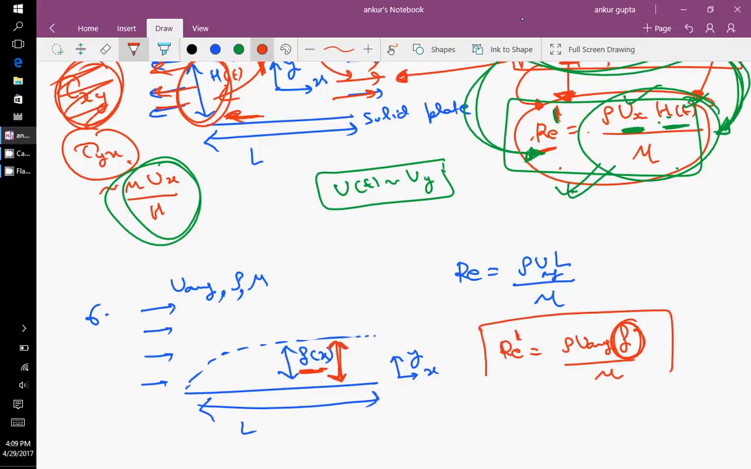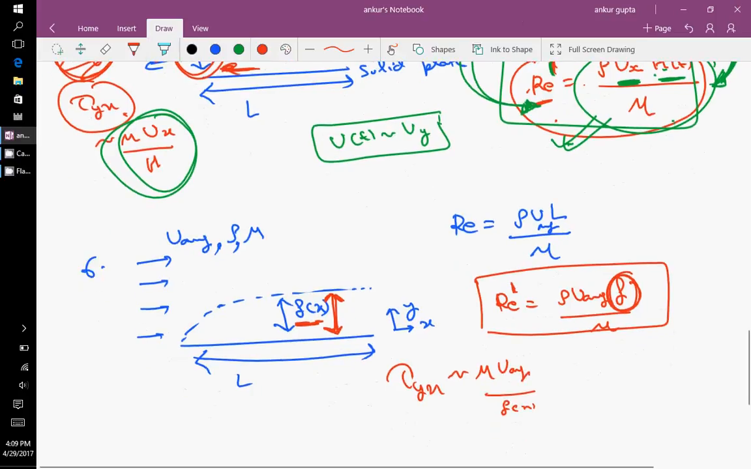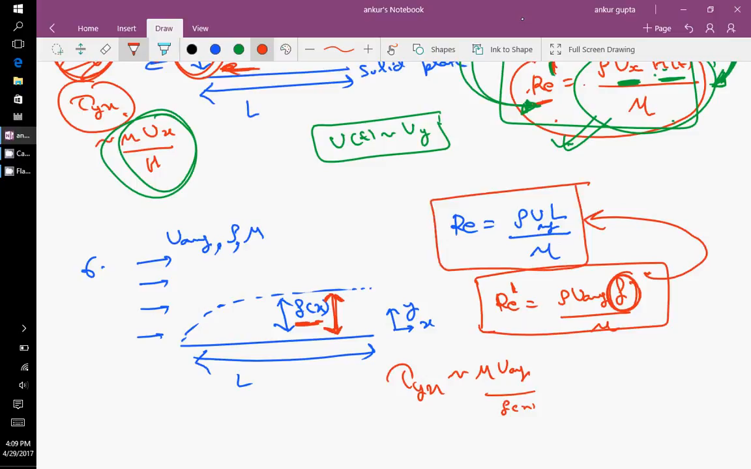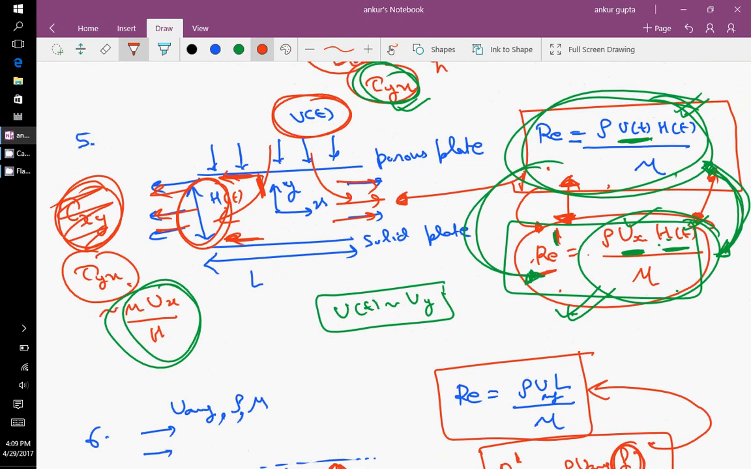where the stresses are decaying. We have looked at this several times now, that this will be tau yx, which is mu u average by delta of x. If somebody defines it this way, this is perfectly fine. In fact, this is probably the more appropriate definition. However, because of historical reasons, this Reynolds number was defined on the basis of the length of the plate, and you can convert between these two Reynolds numbers.